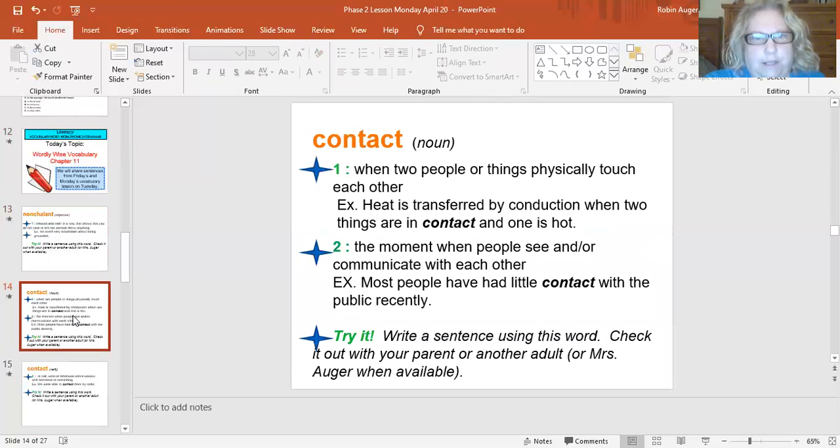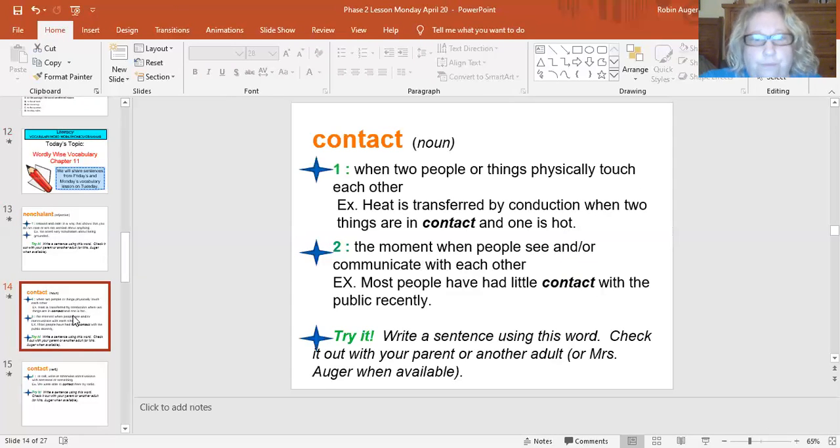Okay. Contact. This time we're using contact as a noun. We're going to use it as a verb in the third word that we're having today for our Wordly Wise. Okay. Contact as a noun, person, place, or thing. Contact is a thing. When two people or things physically touch each other. Okay. Heat is transferred by conduction when two things are in contact and one is hot. That was from our science lessons early in the year with transfer of heat. Heat is transferred by conduction when two things are in contact and one is hot. Okay? Or there's a difference in the temperature of the two things.